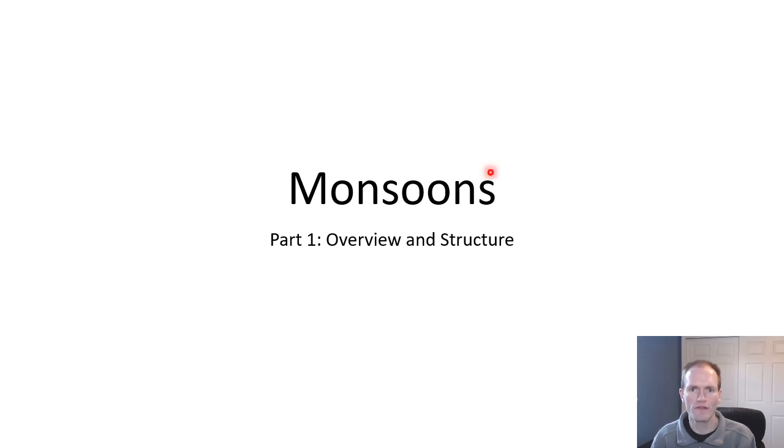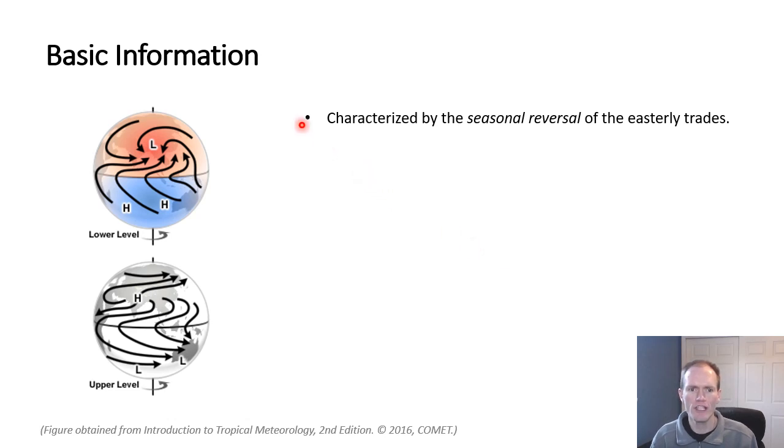All right, so in this first of two videos on monsoons, we're going to discuss what a monsoon is and what the basic structure of a monsoon is. So let's dive in. So first off, monsoons at a very basic level are characterized by the seasonal reversal of the easterly trade winds. We've discussed before in this semester how the tropics are characterized by easterly trade winds. Here we're dealing with a reversal of those trade winds so that they become westerly in one hemisphere on a seasonal basis. So in particular, as we'll show, during the local summer months.